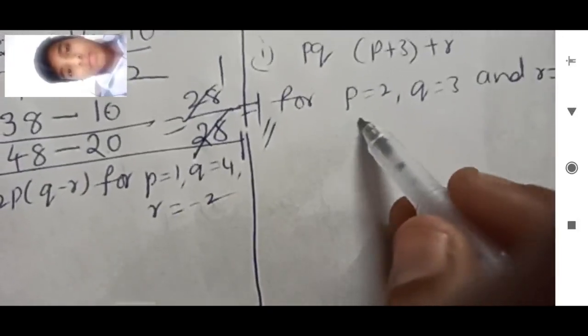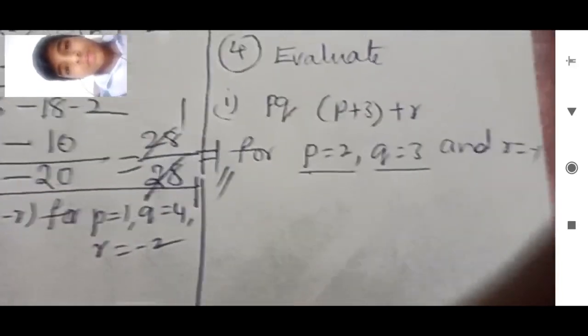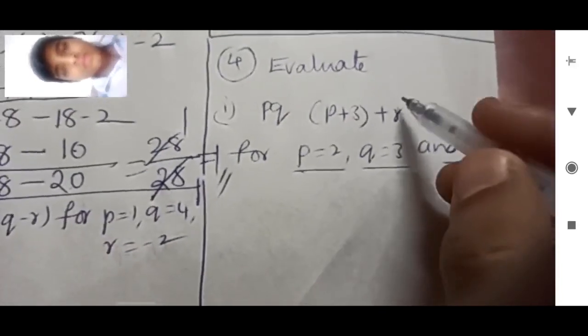Next here they have given P is equal to 2, Q is equal to 3, R is equal to minus 1.